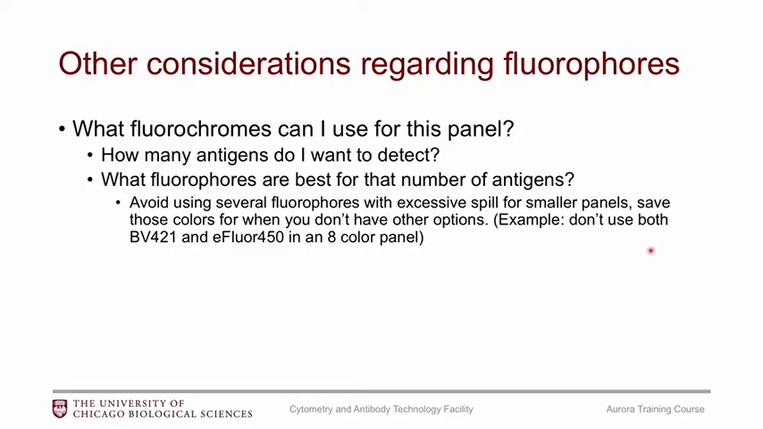So for example, if you have a smaller panel, like an 8-color panel, do not put BV421 and eFluor450 in that 8-color panel, because you have a lot of other options with fluorophores that aren't quite so similar.